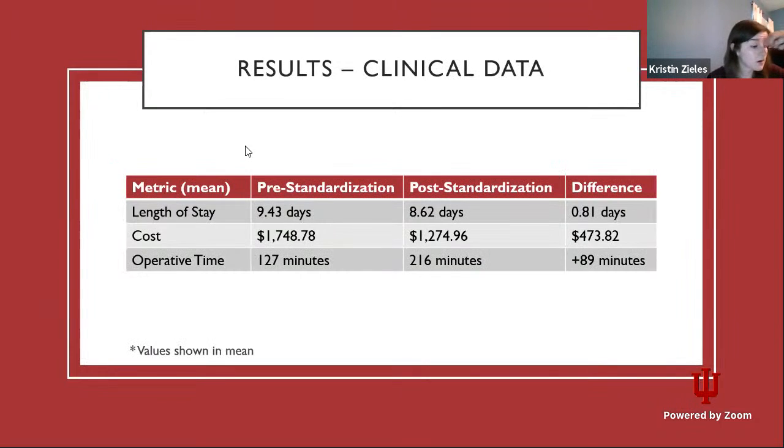Above are the summary statistics for the clinical data. This is shown as averages. As you can see, the length of stay decreased by 0.81 days. The cost decreased by $473.82. Operative time did show an increase between the 2 periods of 89 minutes.